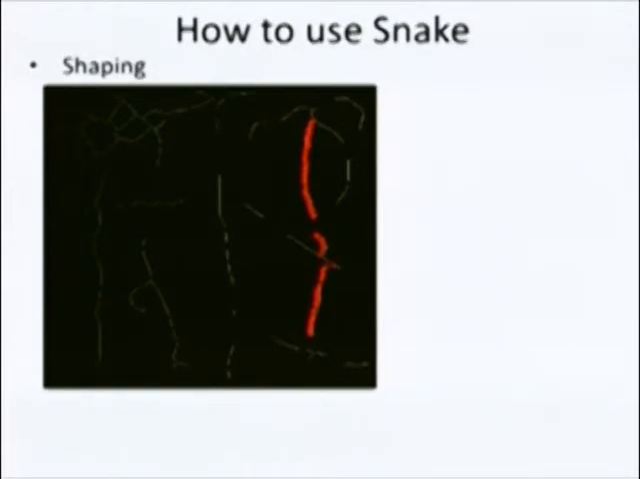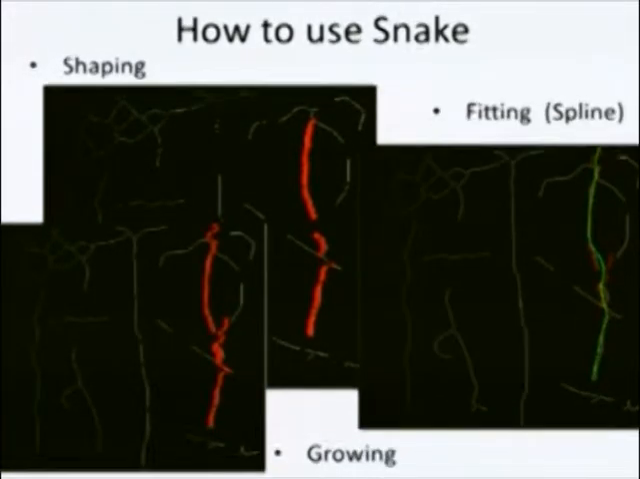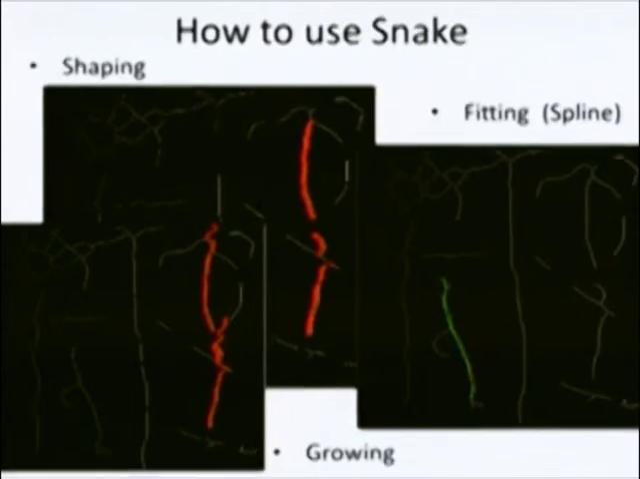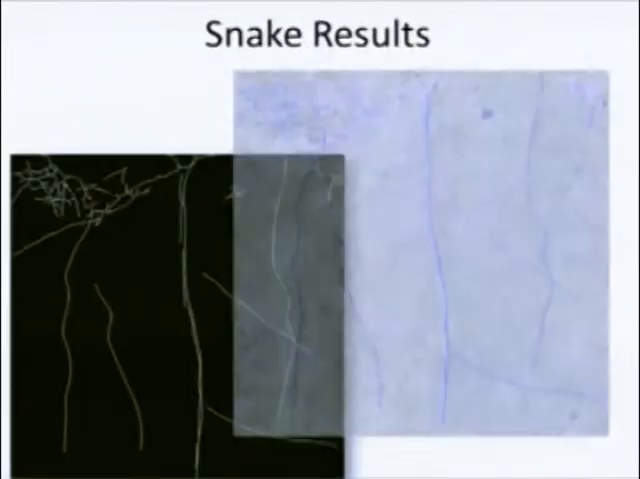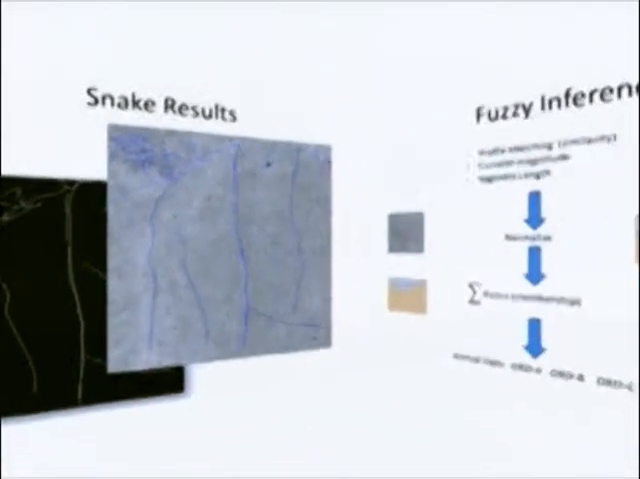To refine the shape of the extracted segments, I first grow it a little bit and then use a smooth spline to fit those snake points, and do it one by one, and finally we get the snake-based result. And this is the result overlaid with the original image.